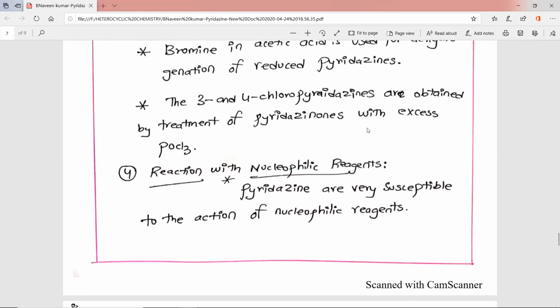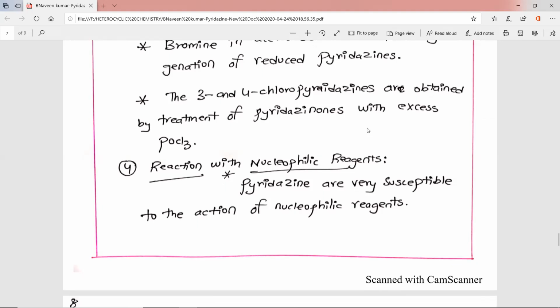The 3- and 4-chloropyridazines are obtained by treatment of pyridazinones with excess POCl3. Pyridazinones, when treated with excess POCl3, form the chloropyridazines.